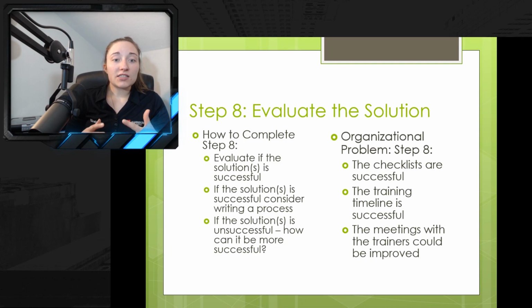If the solution was unsuccessful, how can it be more successful? Evaluate what could have gone better and what you could have changed. So how we are doing step 8 is we have noticed that the checklist is really, really helpful.